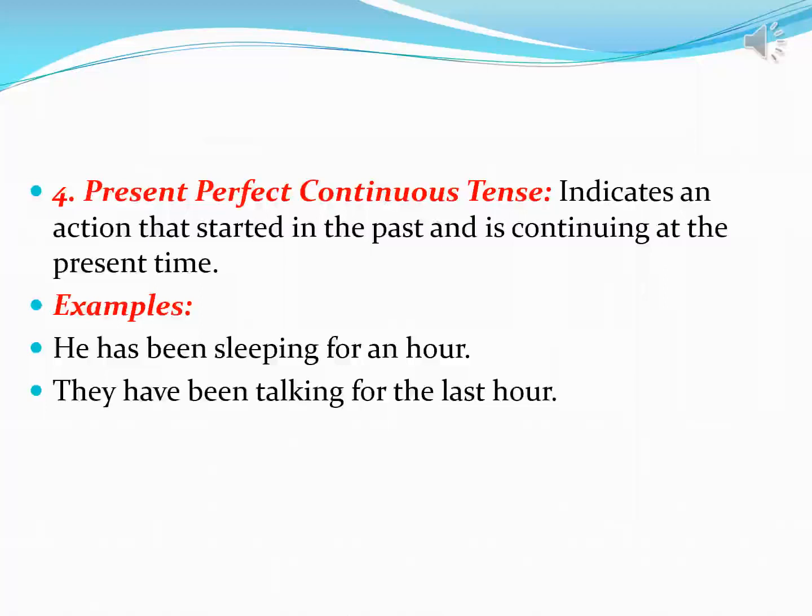past and is continuing at the present time. For example, he has been sleeping for an hour. So what does this sentence signify? It indicates an action that started in the past, that is sleeping, and is continuing at the present time. The second example is, they have been talking for the last hour. So talking is an action which started in the past and is continuing at the present time because it is mentioned in the sentence that they have been talking for the last hour.